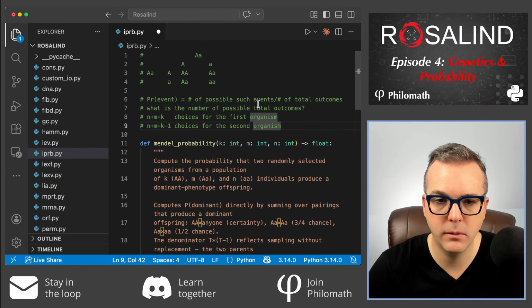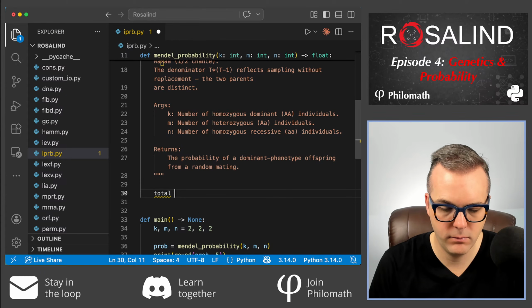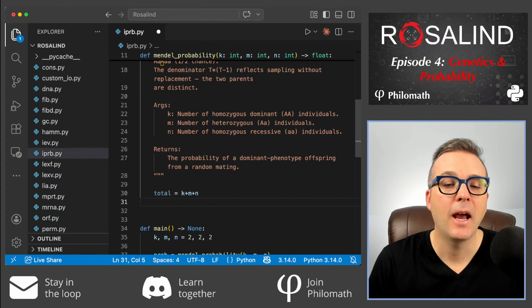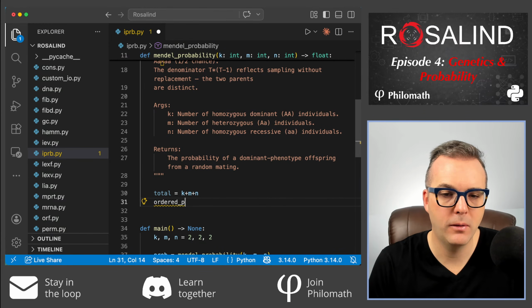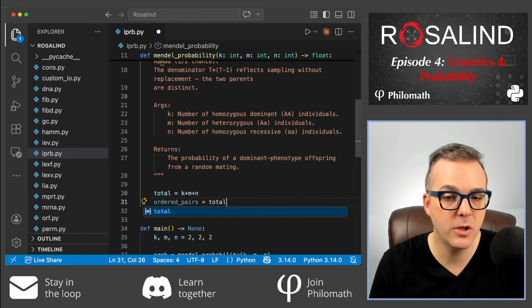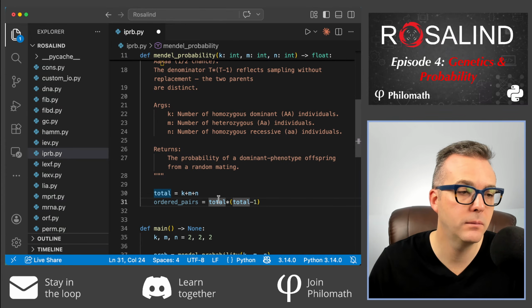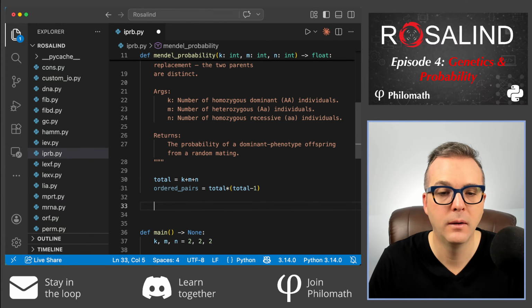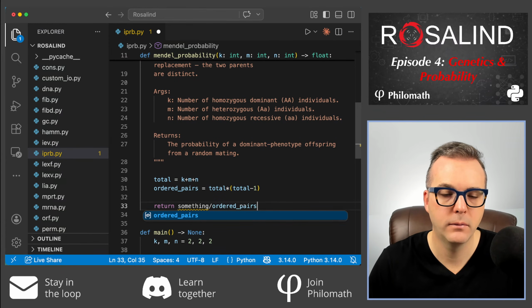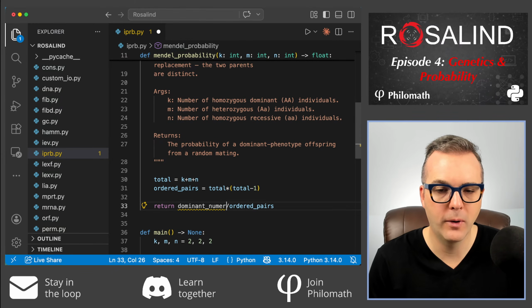one of the things that I might do is to simply go ahead and write down, when I'm implementing this, the number of organisms that I'm representing is equal to K plus M plus N. And then the number of total possible outcomes that could happen, which is selecting two of these things, I'm going to call that ordered pairs, and that's just the total multiplied by 1 less than the total. So this was the number of choices for the first organism. This is the number of choices for the second organism. And then at the end of this process, I'm going to return something divided by the number of ordered pairs. So I've got the denominator handled. And that something, I'm going to call the dominant numerator.